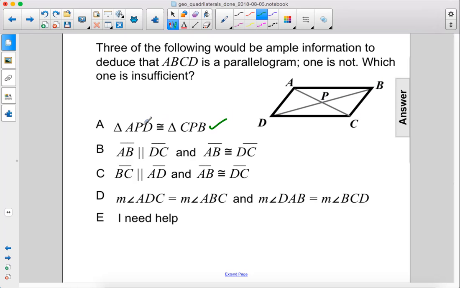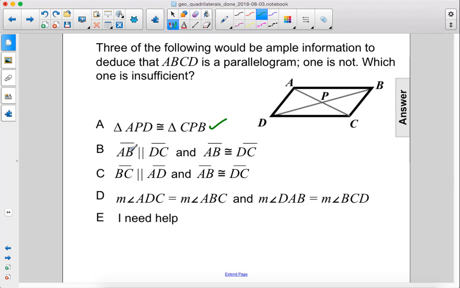This is, because that would mean that we have some pairs of matching congruent sides here. So this side would be congruent to this side, and we would have AP is congruent to CP, and we would see that PD is congruent to PB, which would mean that the diagonals bisect each other. Therefore, this is a parallelogram. So let's move on to the next one. I'm going to delete these markings.